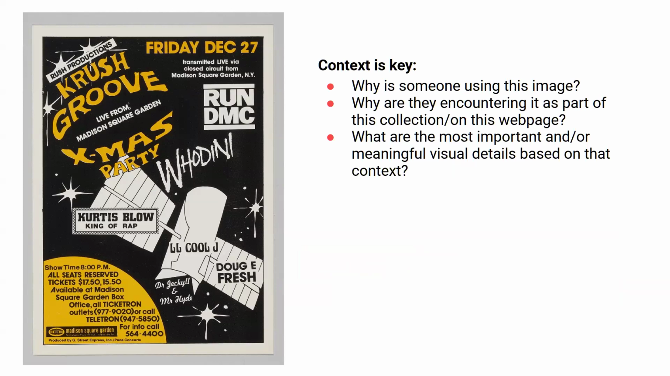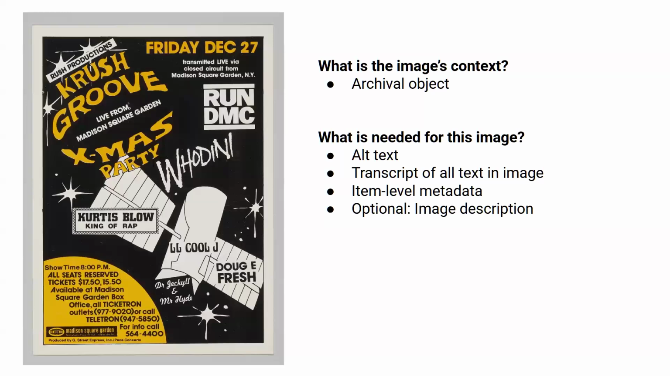Like, why is someone using it? And this is not an event that's happening now, right? This is an archival object. So if I'm looking at it on JSTOR, I'm probably not trying to pull up to the event. I'm interested in the poster in an archival context. So maybe I'm doing a project on 1980s poster design, or maybe I'm studying the history of New York City's hip hop scene, or any number of reasons why.